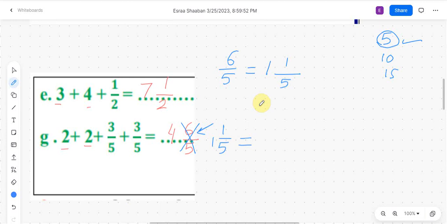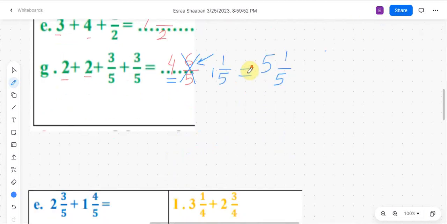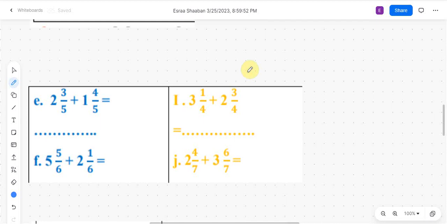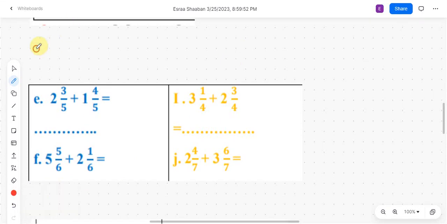And I have, from the past, 4. So I will add 4 plus 1 whole, the new whole. It will be 5 and 1 over 5. Okay. Another question, letter E. So let's add the wholes together. I have 2 and 3 over 5 plus 1 and 4 over 5.